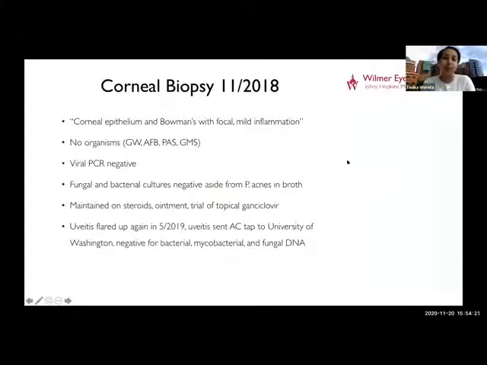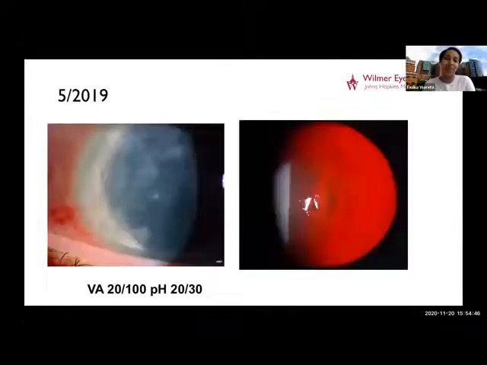And so they did a corneal biopsy, which was superficial, and so it didn't show any organisms on pathology, and the PCR was negative. And so the patient, again, was still maintained on topical steroids, and they did the trial of topical Zirgan. And again, several months later, the uveitis flared. They sent a workup again with an anterior chamber tap, which was negative. So at this point, this has been going on for some time, over a year, and you can see what the patient looks like.